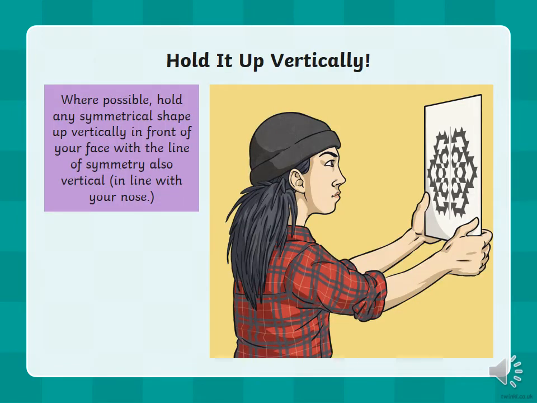Okay, now hold it up vertically. Where possible, hold any symmetrical shape up vertically in front of your face with the line of symmetry also vertical in line with your nose.